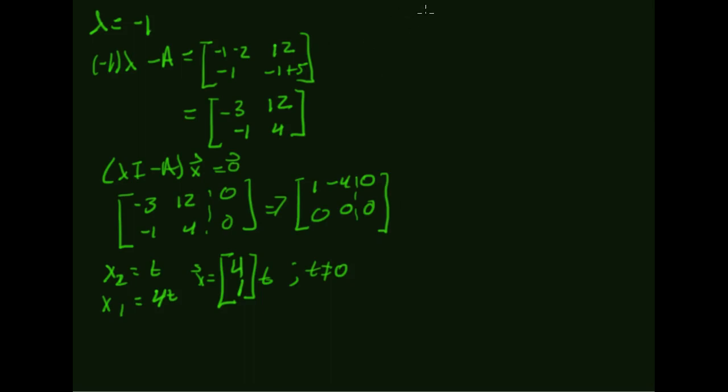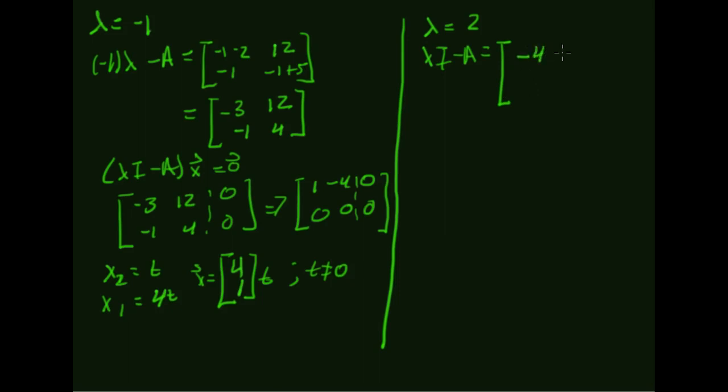All right, so you can also play this same game with the other eigenvalue, which is -2, and you're going to get lambda I minus A in this case will be -4, 12, -1, 3.